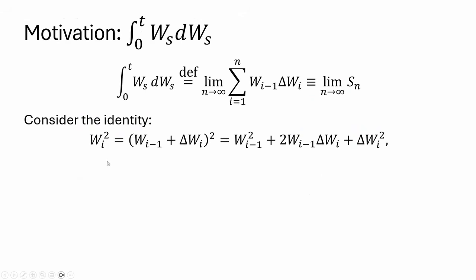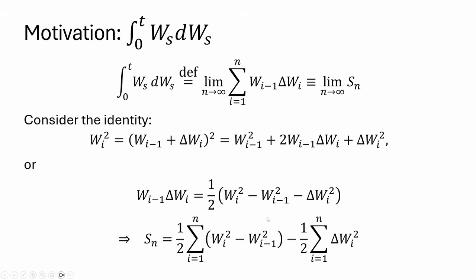Consider the identity W_i squared equals the quantity W_{i-1} plus delta W_i, squared. This is just the definition of delta W_i. Expanding the square, we get W_{i-1} squared plus 2 W_{i-1} times delta W_i plus delta W_i squared. So we can isolate the term in the summation, W_{i-1} times delta W_i, which reads 1/2 times W_i squared minus W_{i-1} squared minus delta W_i squared.